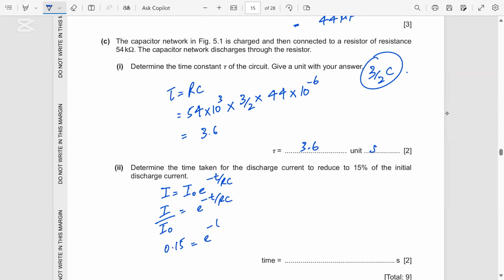We have here RC as 3.6, and we can use mathematics here. We can take natural log on both sides. So this is ln 0.15, ln exponential minus t over 3.6. This is ln 0.15, and this is going to be minus t over 3.6, and the value of t is going to be 6.8 seconds.